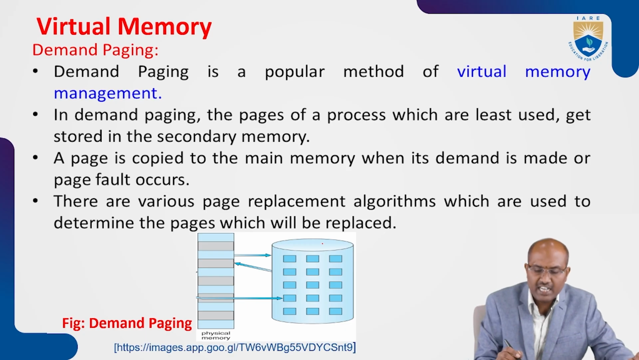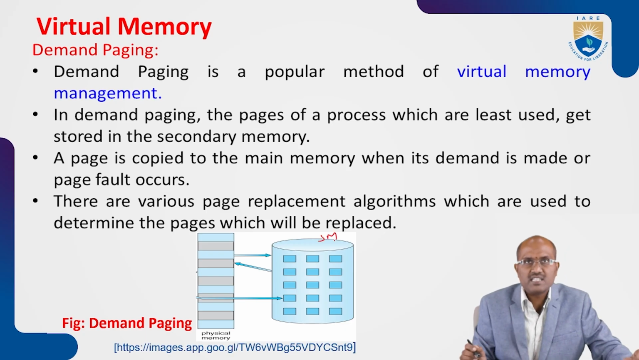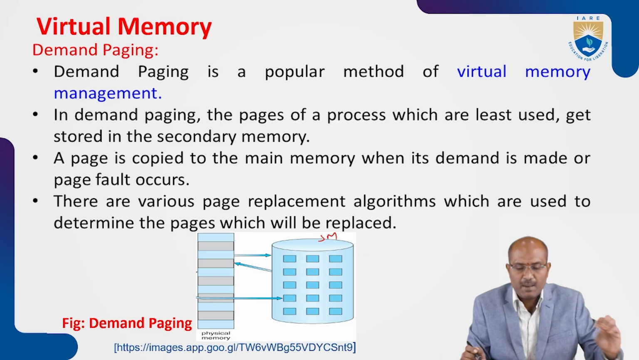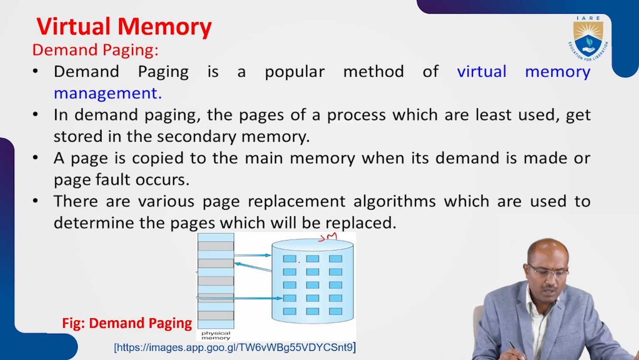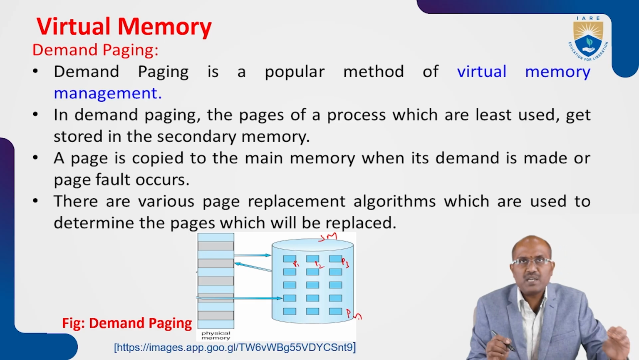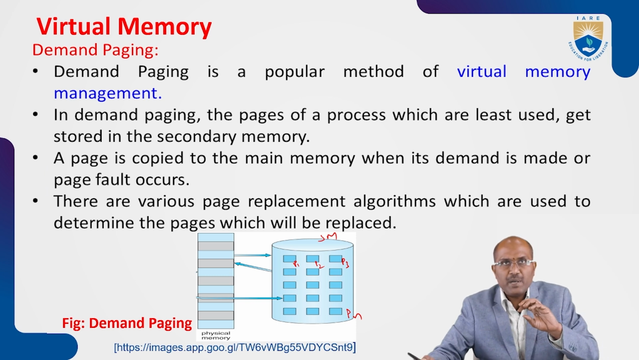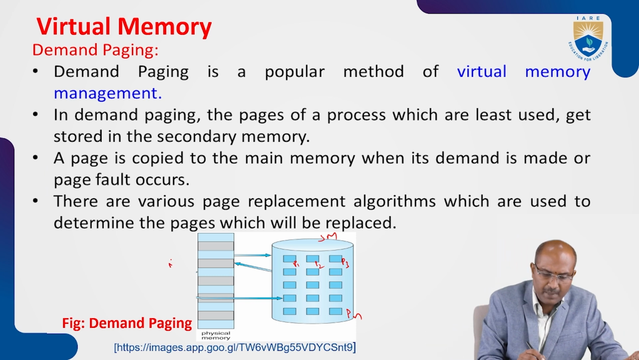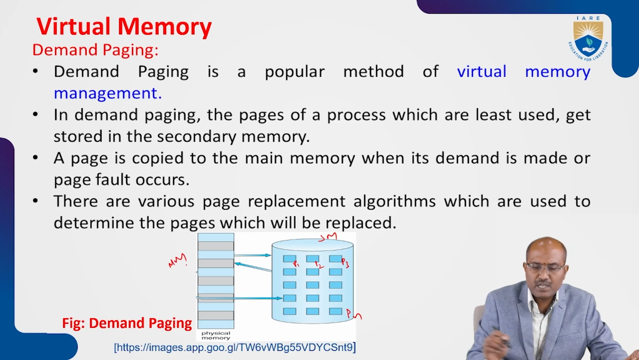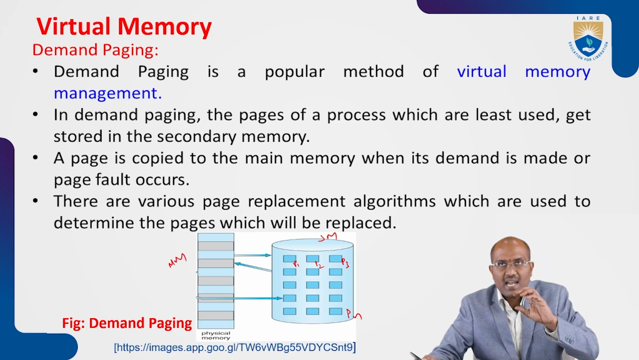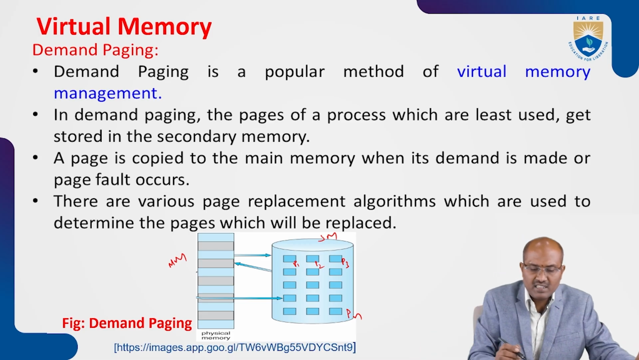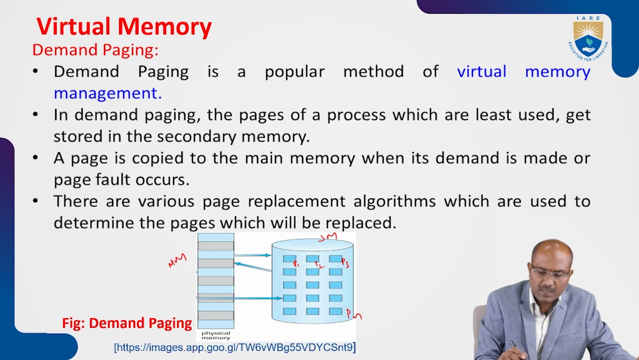See the secondary memory part, there is a hard disk. I am going to divide it into several parts: page 1, page 2, page 3, and so on, n number of pages in the secondary memory. A page is copied to the main memory. When demand is made, meaning when the page is required, suppose page 1 is required, then it is transferred.